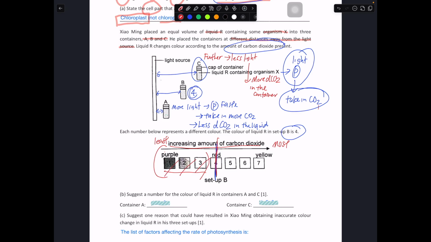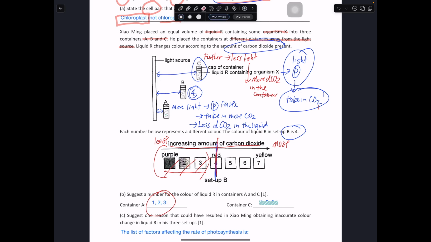Any of these answers will be fine because you don't know how much the rate of photosynthesis is, and you also don't know how much carbon dioxide has been taken in. The only thing that you know is that A photosynthesizes faster than B, so it will take in more carbon dioxide than B, so there will be less dissolved carbon dioxide in the liquid as compared to B. This is the only thing that you can know. So any of these numbers 1, 2, 3 will be fine.